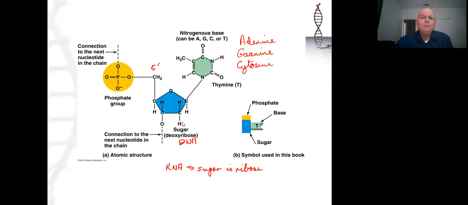And the same is true in RNA. Each nucleotide has the sugar ribose with a phosphate group attached to it, and then 4 nitrogenous bases. But in RNA, uracil replaces thymine. And they are almost identical. There's a very subtle difference between these 2 nitrogenous bases, but we substitute uracil for thymine in RNA.